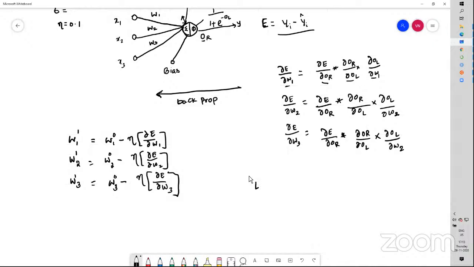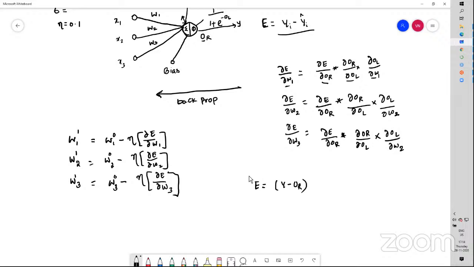So E can be represented in the form of, let's say, the original value, which is Y, minus the output that is generated, OR. So this is the E value. Now, if we try to derive this with respect to dou OR, one more thing that I have to introduce here.